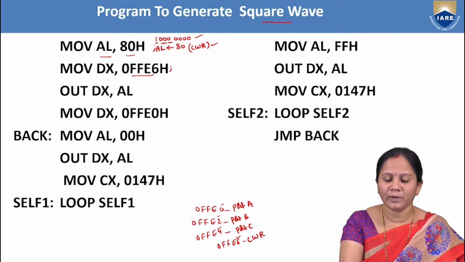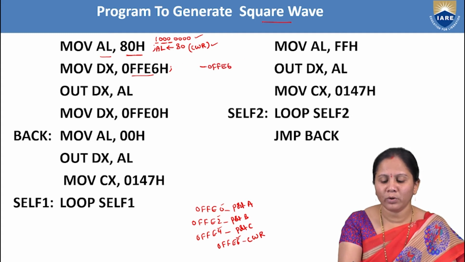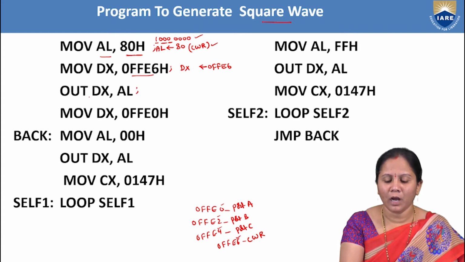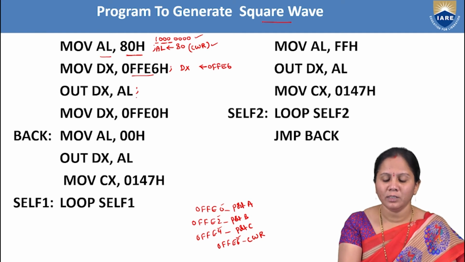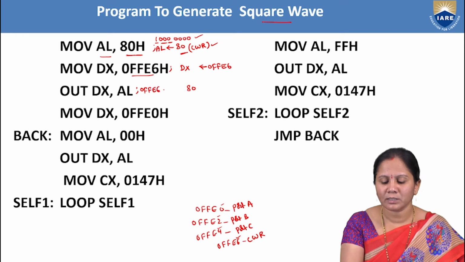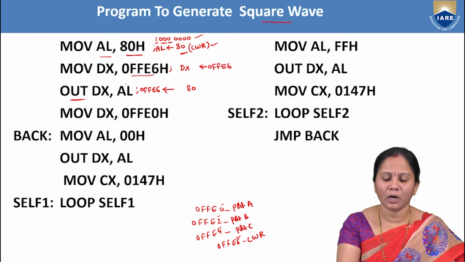Since we are initializing the value into CWR, we are moving this 0FFE6 port address into the DX register. And then OUT DX, AL. The value of AL is 80 and the value of DX is 0FFE6. When this instruction is executed, the function of the OUT instruction is to move the content present in the accumulator to the output port address.